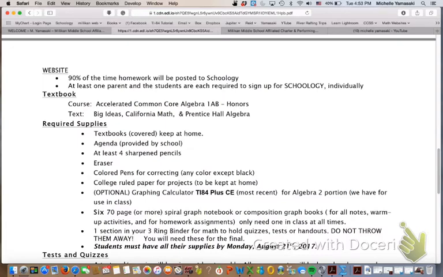Supplies. Oh, let's go to textbook. We will be using the Big Ideas Accelerated Common Core Algebra 1A AB book, and then we will also use Prentice Hall Algebra. I find it's a lot more kid-friendly, but to cover the Common Core material, I will be having the kids work out of the Big Ideas when they ask for all of the analysis with the word problems.